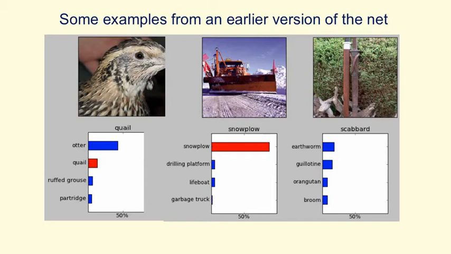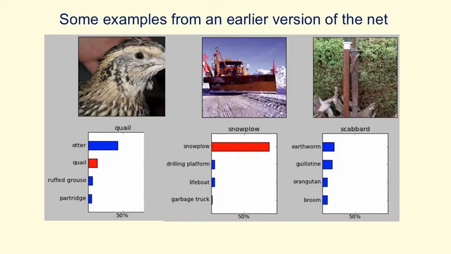It does look a little bit like a drilling platform. And if you look at its third choice, a lifeboat, it actually looks very like a lifeboat. You can see the flag on the front of the boat, and the bridge of the boat, and the flag at the back, and the high surf in the background. So its errors tell you a lot about how it's doing it, and they're very plausible errors.